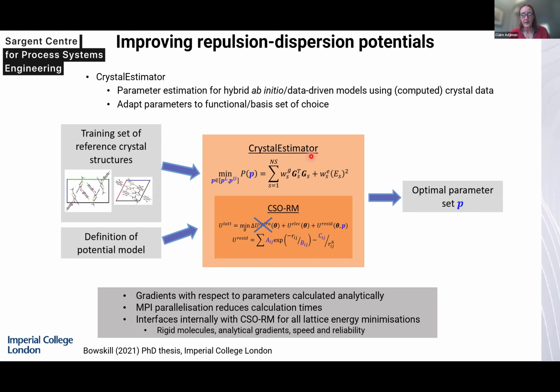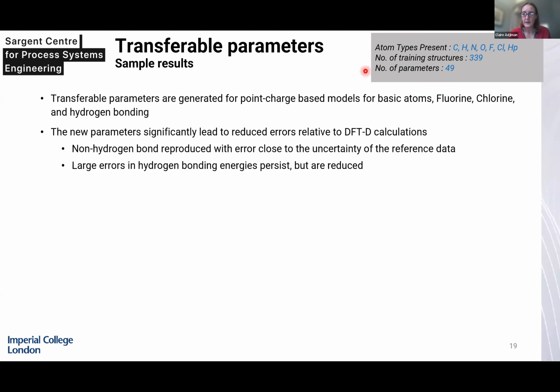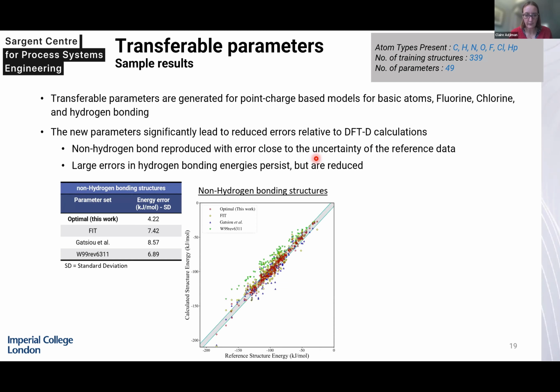Okay, so here we've been able to develop this. We're able to do this for quite large systems. But we have, for example, over 300 training structures, quite a large number of parameters. And really what we're looking at now is to understand better the statistics of these models so that we can train them better. Okay, so we've done quite well in terms of the non-hydrogen bonding structure.